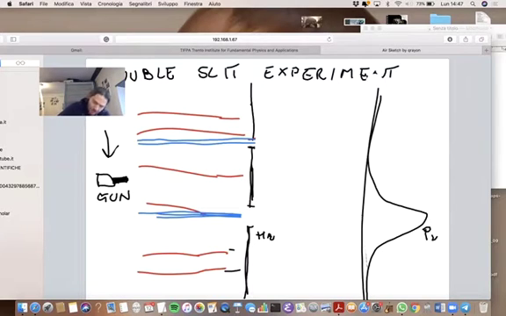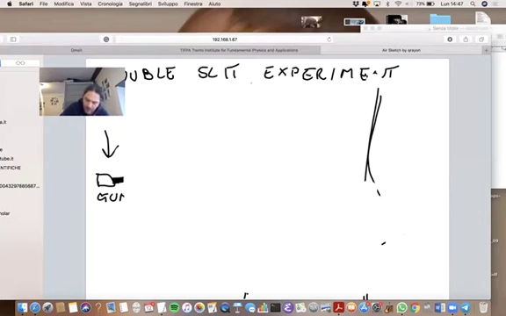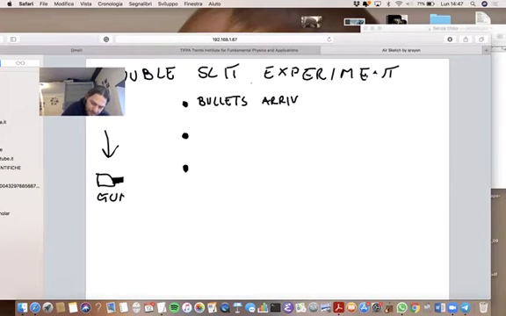Now, summarizing, if I were just performing this very simple experiment, I would find, well, let's just say three main observations. First observation is bullets arrive one at a time, one by one.